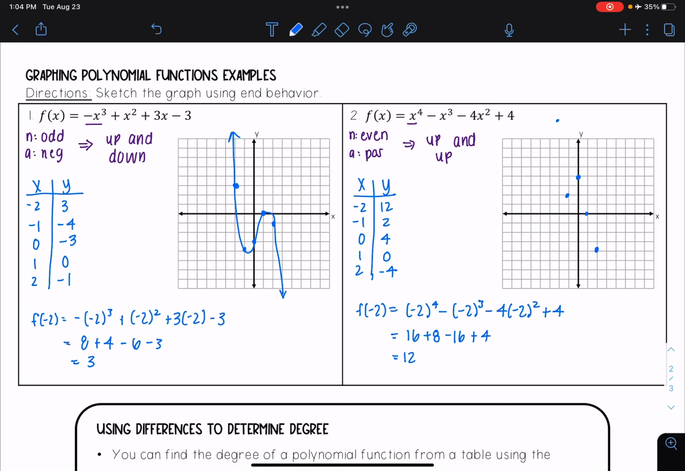Again, this looks like a mess of points when you just plot it, so I'm going to use my end behavior. I know it's going to be up and up. So I'm going to start up and work through my points in order. Now here it's tempting to say this ends down, but this actually doesn't. It's an up and up. So after I go through this point, I need to go all the way back up.